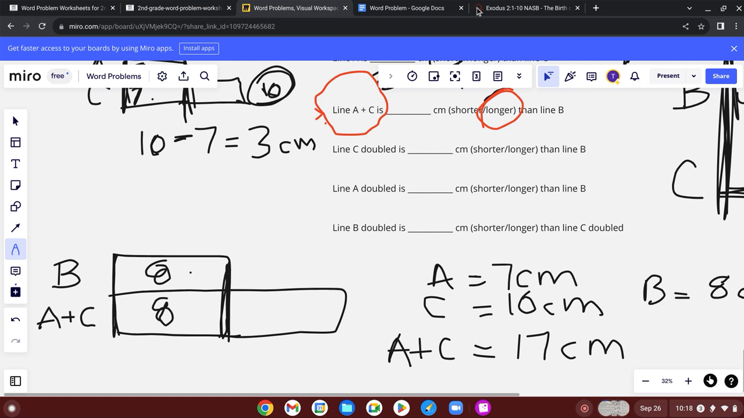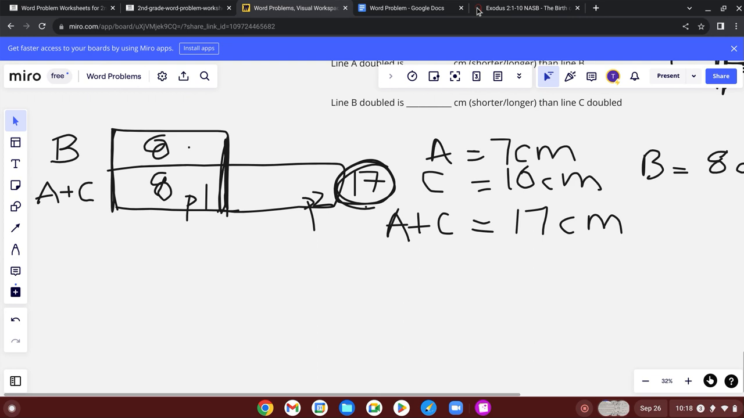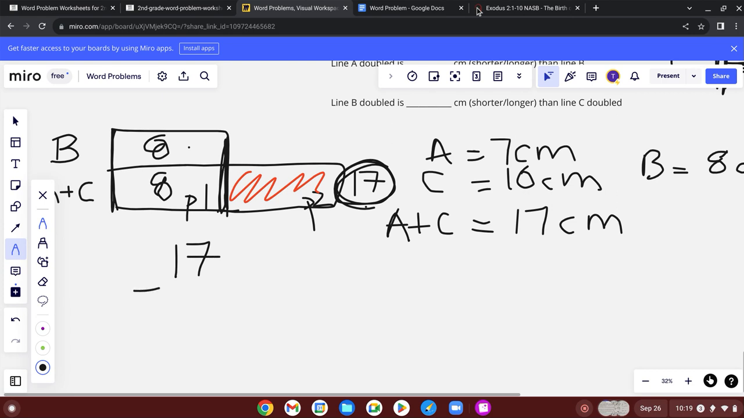Do we know the full length of lines A plus C? Yes, we do. Look at what you know. Line A plus C is how long? 17 centimeters. So we know it's 17 total. So now we have the total, we have part 1, and we have part 2 unknown. What number sentence do we write to find out this missing part in red? 17 minus 8 equals this missing part, correct?